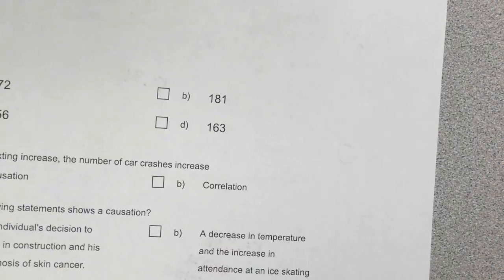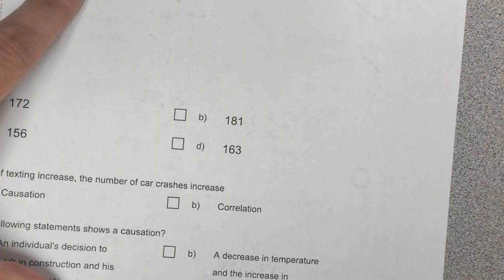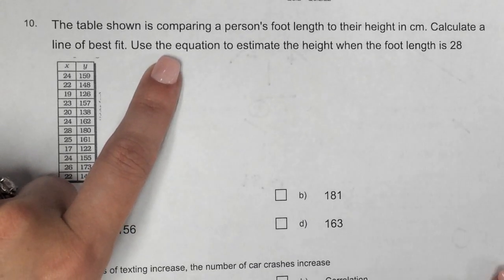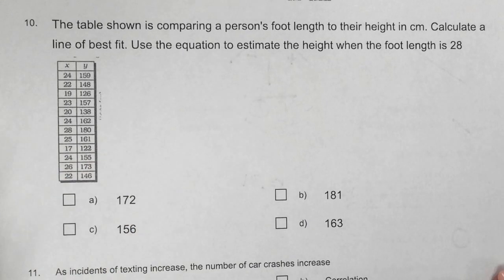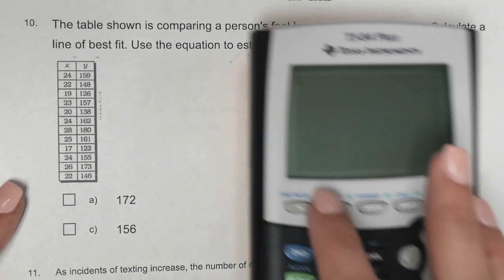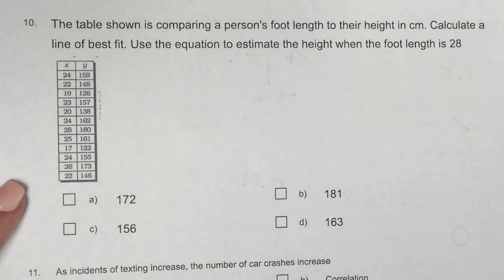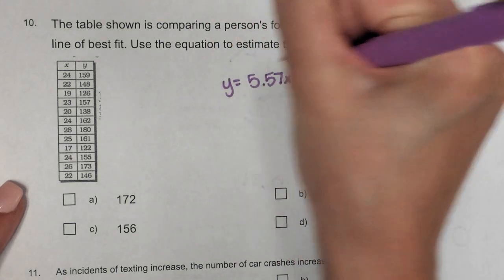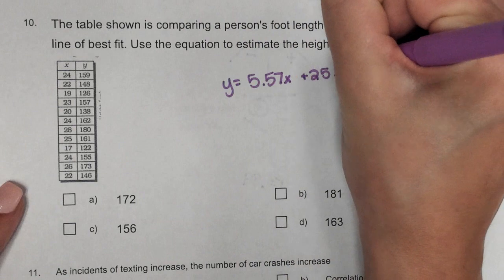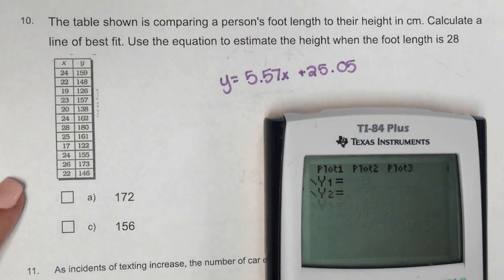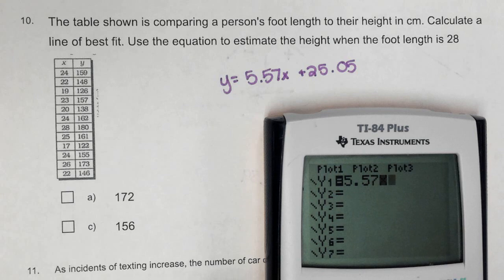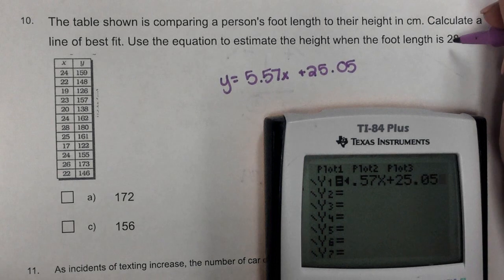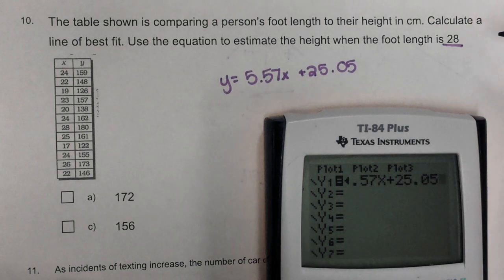Are 9 and 10 the same question? Oh, now it's asking us to use that equation. Sorry. It's asking us to use that equation to then estimate the height when the foot length is 28. So I'm going to take that equation that we got on the last one. So we have the equation y equals 5.57x plus 25.05. I'm going to plug that in and use it to predict the height when the foot length is 28.